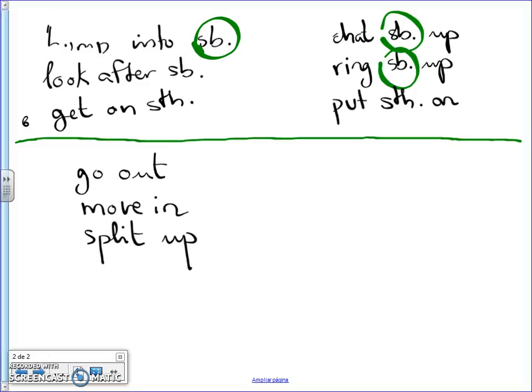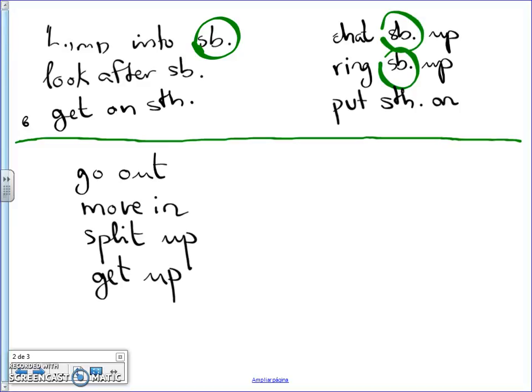These are intransitive phrasal verbs because they need no object. Intransitive phrasal verbs are the easiest to use because they're just straightforward. Okay? I went out, I moved in, I split up, I got up. So you don't really need to bother about where you put the object. Transitive phrasal verbs are a bit tricky. Let's have a look at some examples.